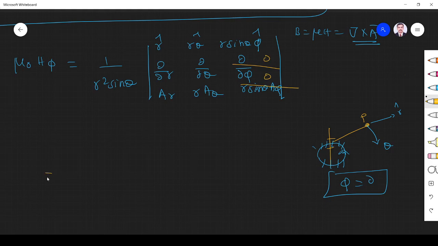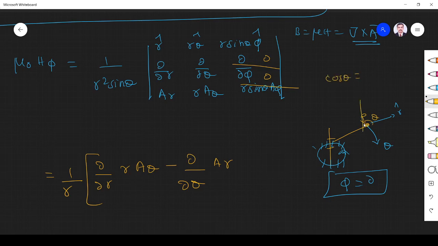If you simplify, what you get is 1 by r dou by dou r a theta minus dou by dou theta, what you call AR, right? So from here this is theta, right? So we know that cos theta is equal to adjacent, this is AZ direction, right? So cos theta is equal to adjacent, this is this direction, by AZ. So adjacent is equal to AZ cos theta. So this length is AZ cos theta.